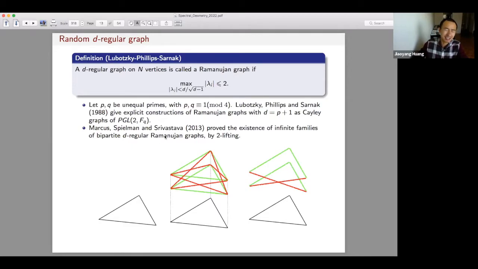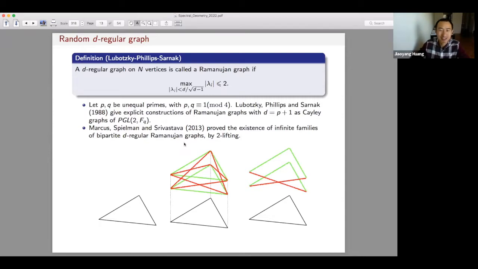And their main result is that if the base graph is a bipartite Ramanujan graph with E edges, then among the 2 to the E two-lifts of this base graph, at least one is still a Ramanujan graph. Then in this way, you can start from some trivial Ramanujan graph, like the complete bipartite D-regular graph on 2D vertices, which has largest eigenvalue D over square root of D minus 1, smallest eigenvalue minus D over square root of D minus 1, and all the other eigenvalues are zero. So from this base graph, among its two-lifts, you get a Ramanujan graph. If you keep going, you will get an infinite family of Ramanujan graphs.